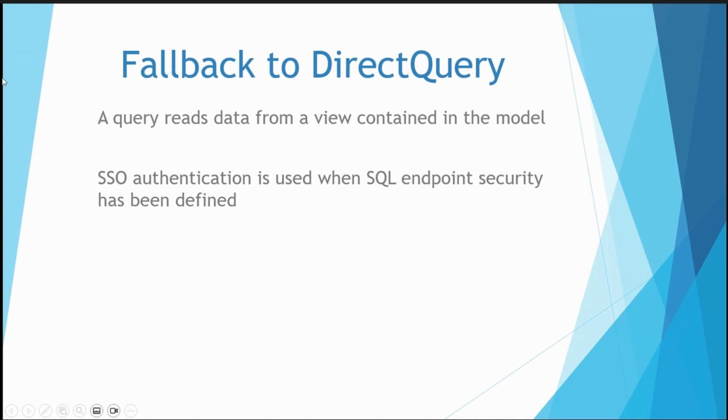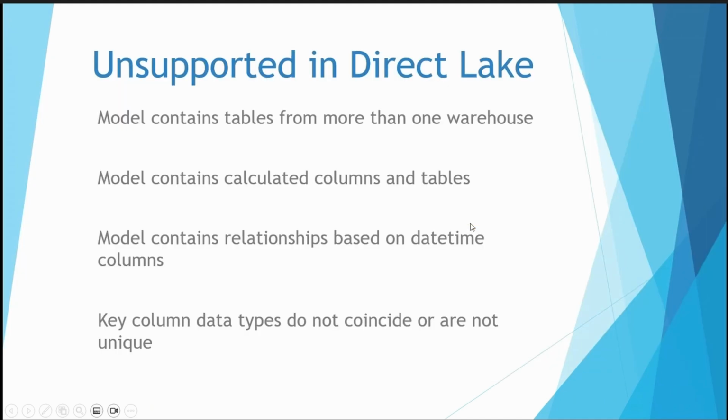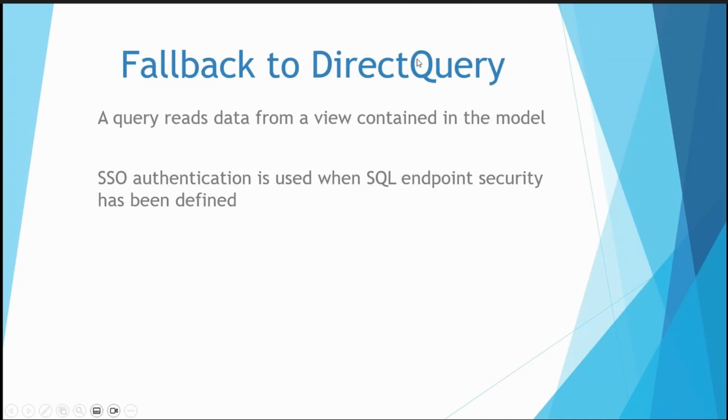Also, this next one is the big one for me. If a query needs data from a view in the model, then you're going to have to fall back to direct query. Because if we look here, we're looking straight at the tables. A view is kind of an in-between object at your SQL endpoint. So there's no SQL endpoint here. We go straight to the table. So any translation that's done in a view, there's no place for that here. So we're going to fall back to direct query. And there is this little wrinkle about SSO authentication.